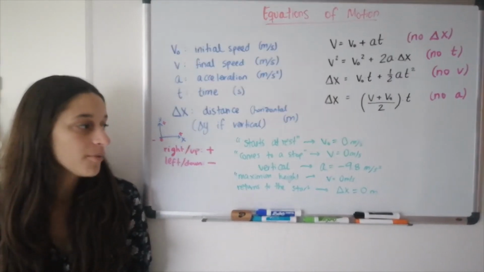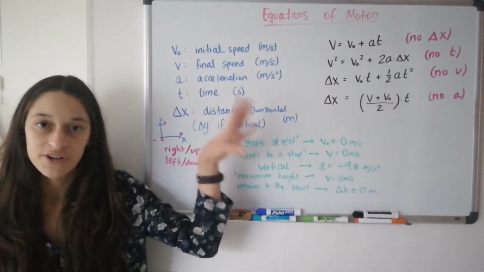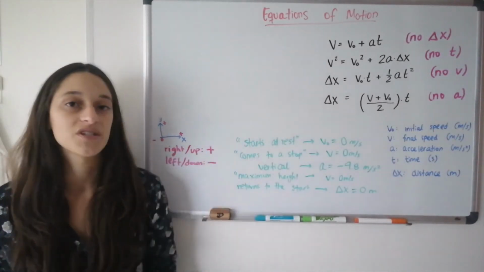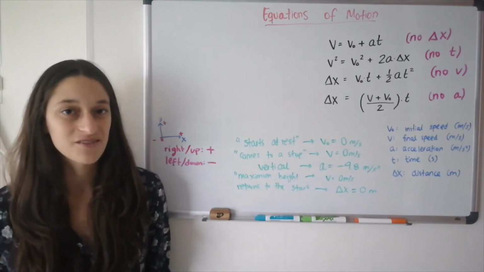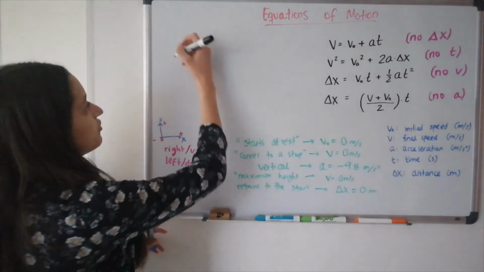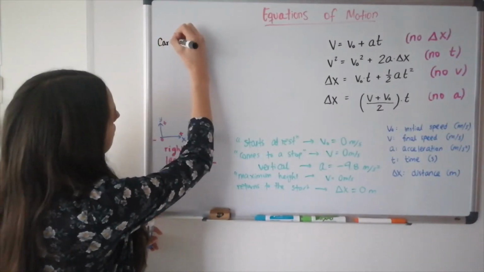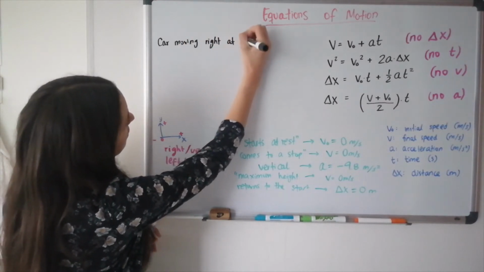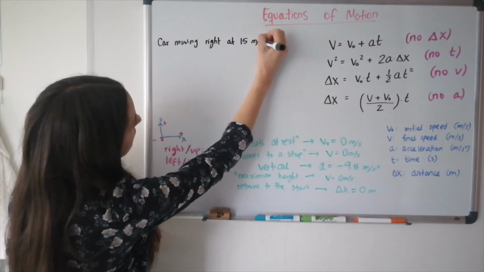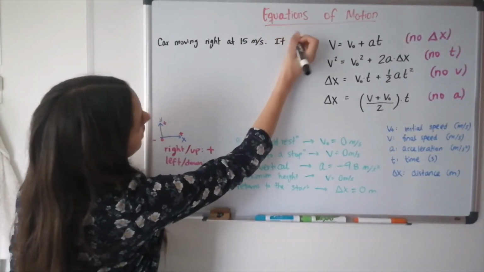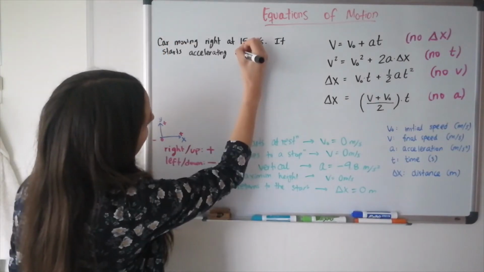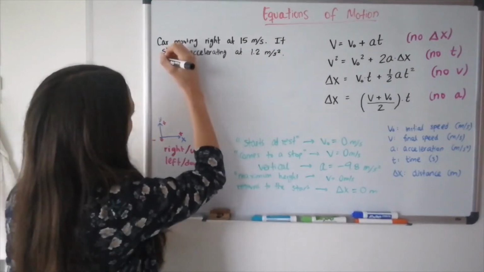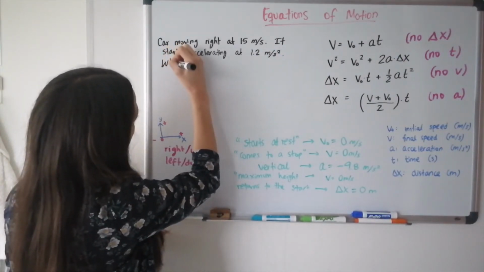So now I want to solve a problem using all that we have learned. So I changed up the board a little bit to put the variables here to the right so we can use this space to solve the problem. So the problem states the following. You have a car moving to the right at 15 meters per second. Then it starts accelerating at 1.2 meters per second squared. What is its speed?